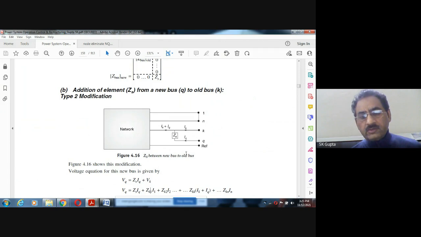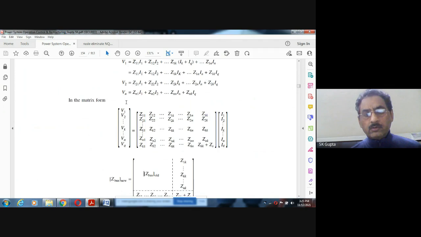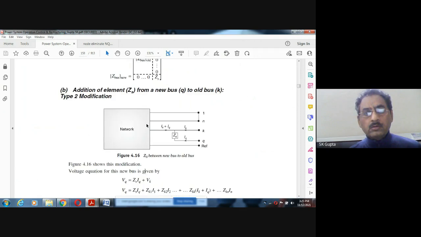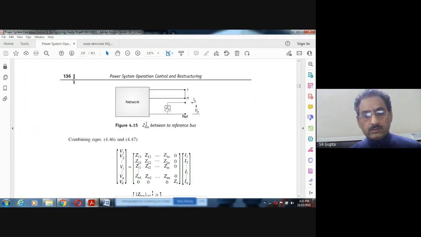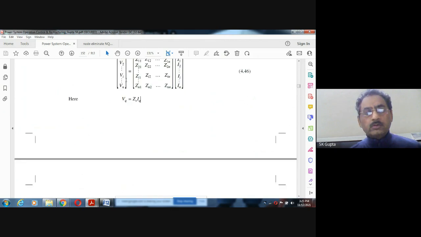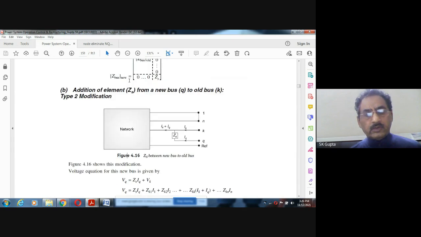Okay. Now this Zs IQ, this VK. What is this VK? VK is the voltage of the kth bus, which we already know from here. You see from here, this was the voltage of the kth bus. So in place of this, if you write VK, it will be ZK1 I1, ZK2 I2, ZKN IN. This is the equation for VK, the kth bus voltage.